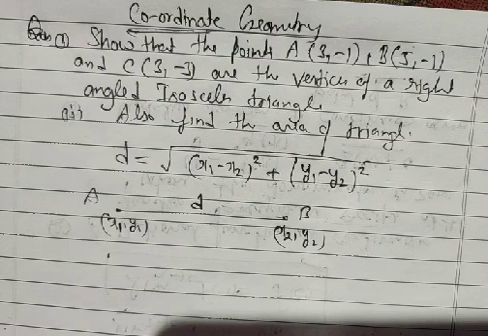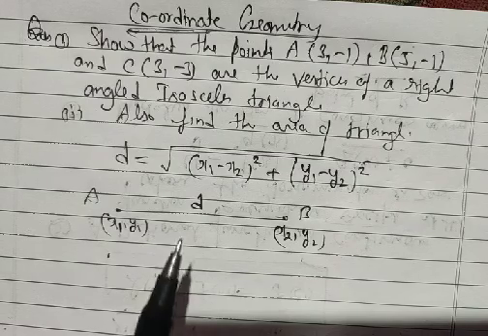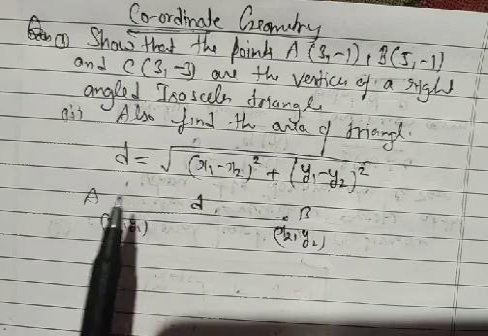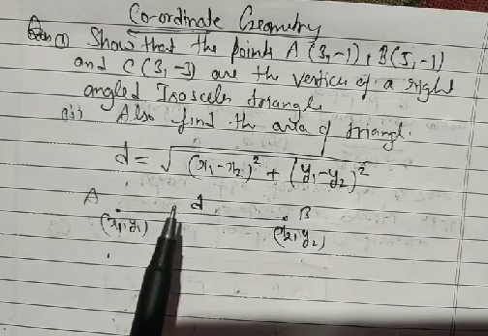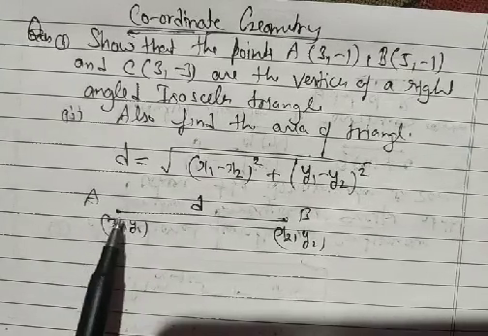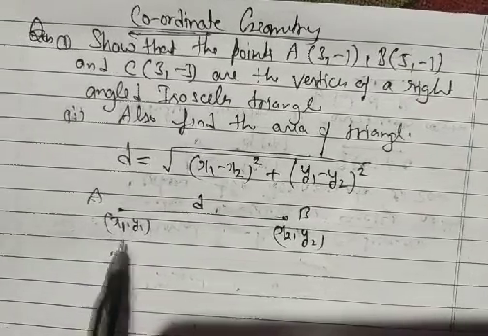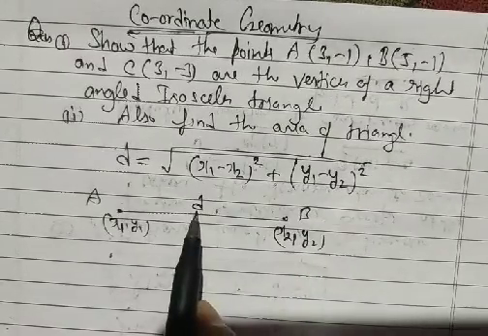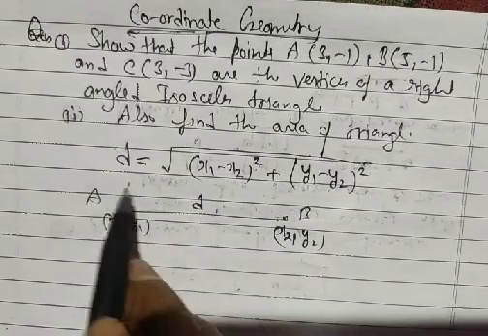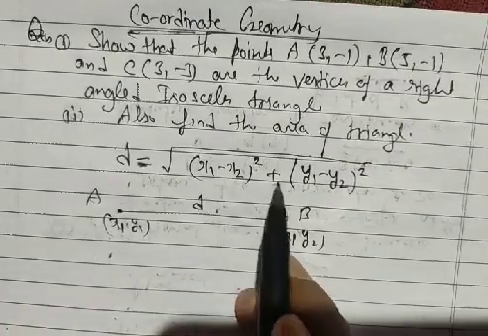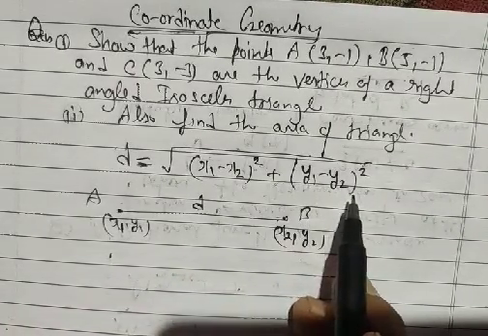We are going to find that out using our distance formula. What is our distance formula? Just suppose we have 2 points in a plane which don't lie on any axis. Let's suppose one coordinate A is x1, y1 and the other coordinate B is x2, y2, and this is the distance between them. Then our distance formula is d equals under root of (x1 minus x2) whole square plus (y1 minus y2) whole square.